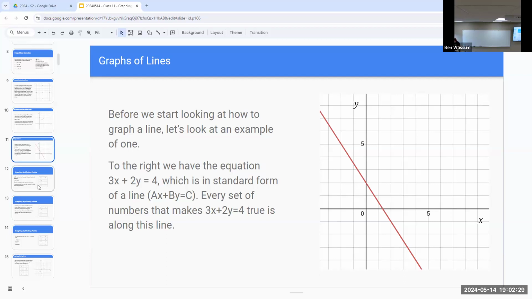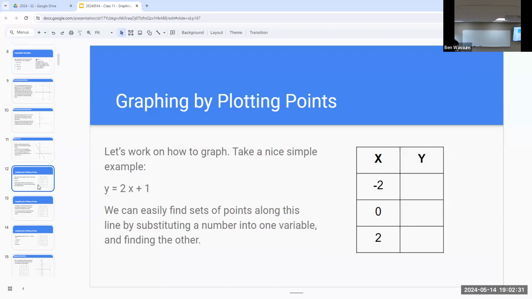So that's exactly what we're going to do. How to graph. The easiest way to start off is plotting some points. How do you plot the points? Well, we've got to figure them out first.